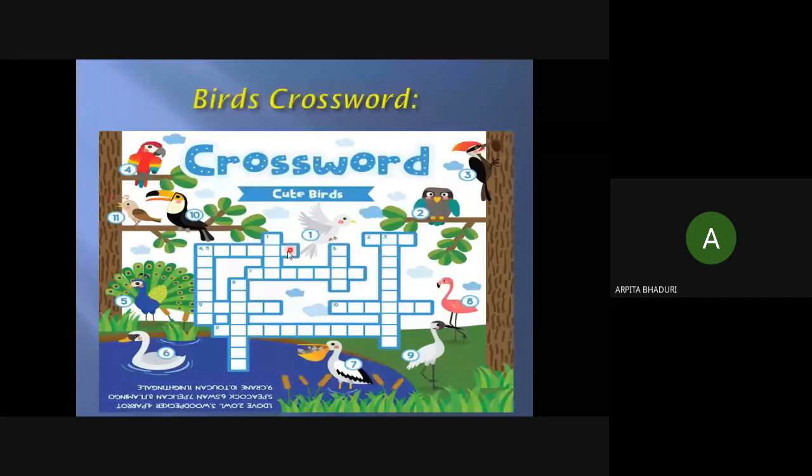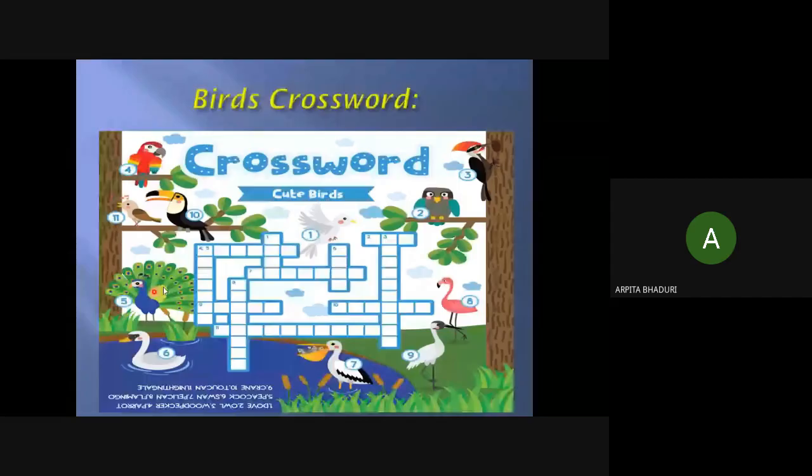And the fifth one is where? Just now we have done which bird? Peacock. Yes, peacock. We can see the picture. It is the peacock. Very good.